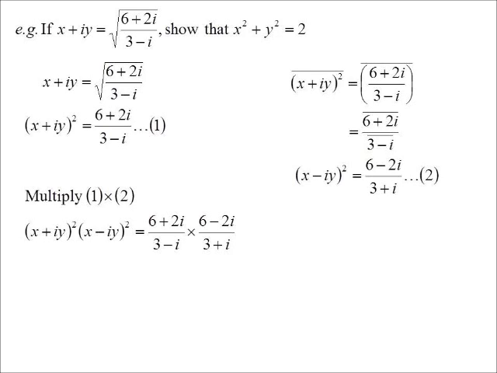Well, the left-hand side will become x squared plus y squared, squared. And on the top of the right-hand side, 6 squared is 36, 2 squared is 4. The bottom, 3 squared is 9. And 1 squared, of course, is 1. And that works out quite nicely. That's just 4. So I now know that x squared plus y squared, squared, is 4.